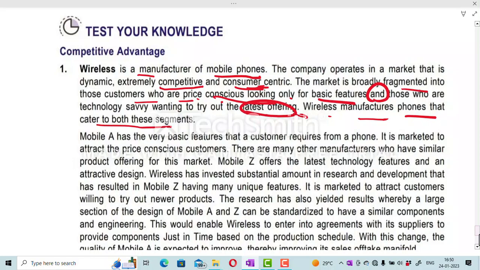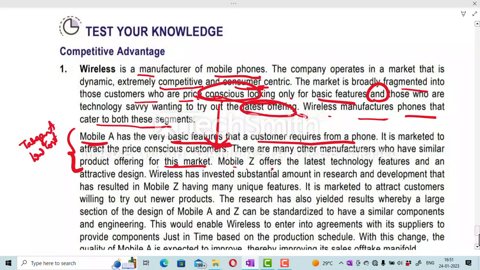Okay. Mobile A has the basic features that a customer requires from the phone. It is marketed to attract the price conscious customers. See, these customers are there, price conscious customers. There are many other manufacturers with similar product offerings for this market. See, the competition is also high. This is the information given about mobile A. It means it is targeting the price sensitive customers, offering low cost products. So it is following the low cost strategy.